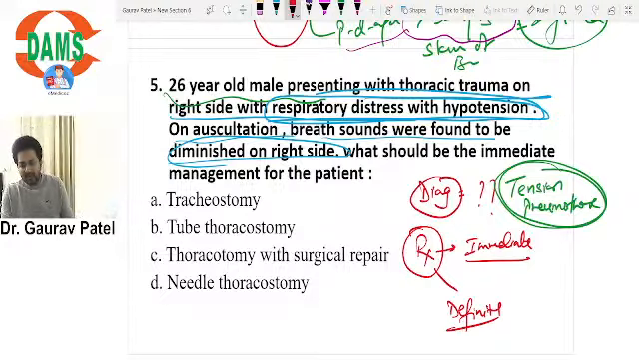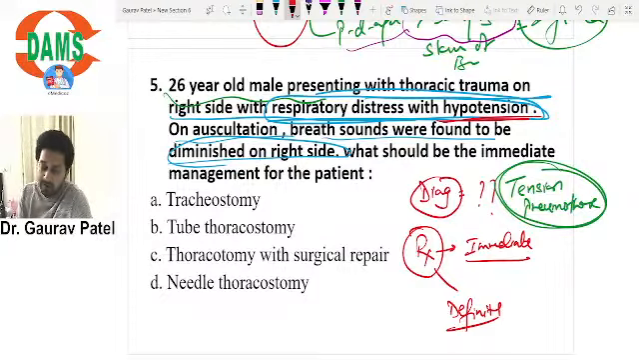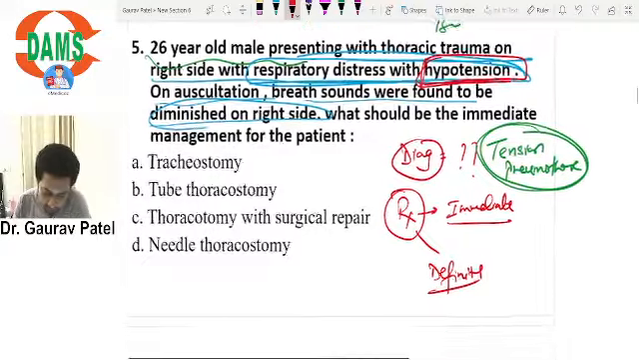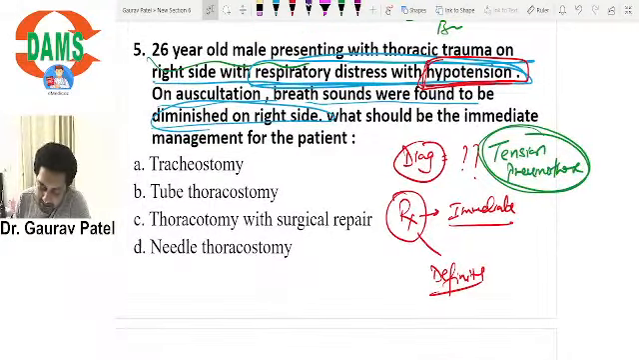Those who are saying hemothorax, it could be hemothorax also, but hemothorax with hypotension has to be a very massive hemothorax. So although it could be hemothorax also, the best possible answer here is tension pneumothorax, because there is hypotension. Yes, very good, very nice, proud of you.